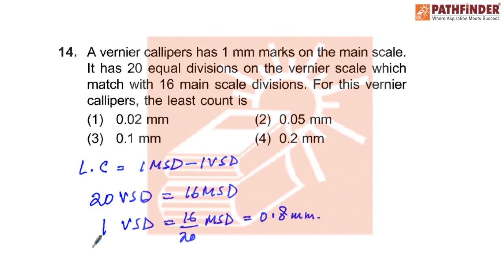So now the value of least count, as you can see, is 1 MSD minus 1 VSD. So 1 MSD is 1 millimeter, so it is 1 minus 0.8, so the least count is 0.2 millimeter.